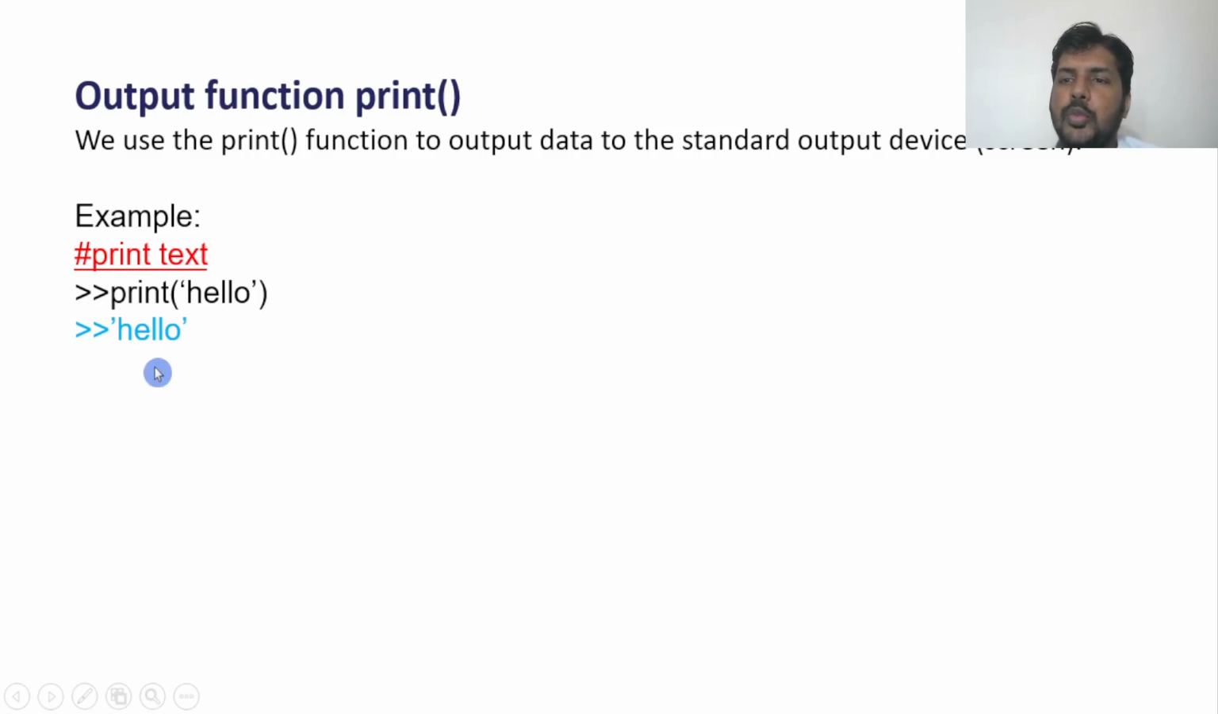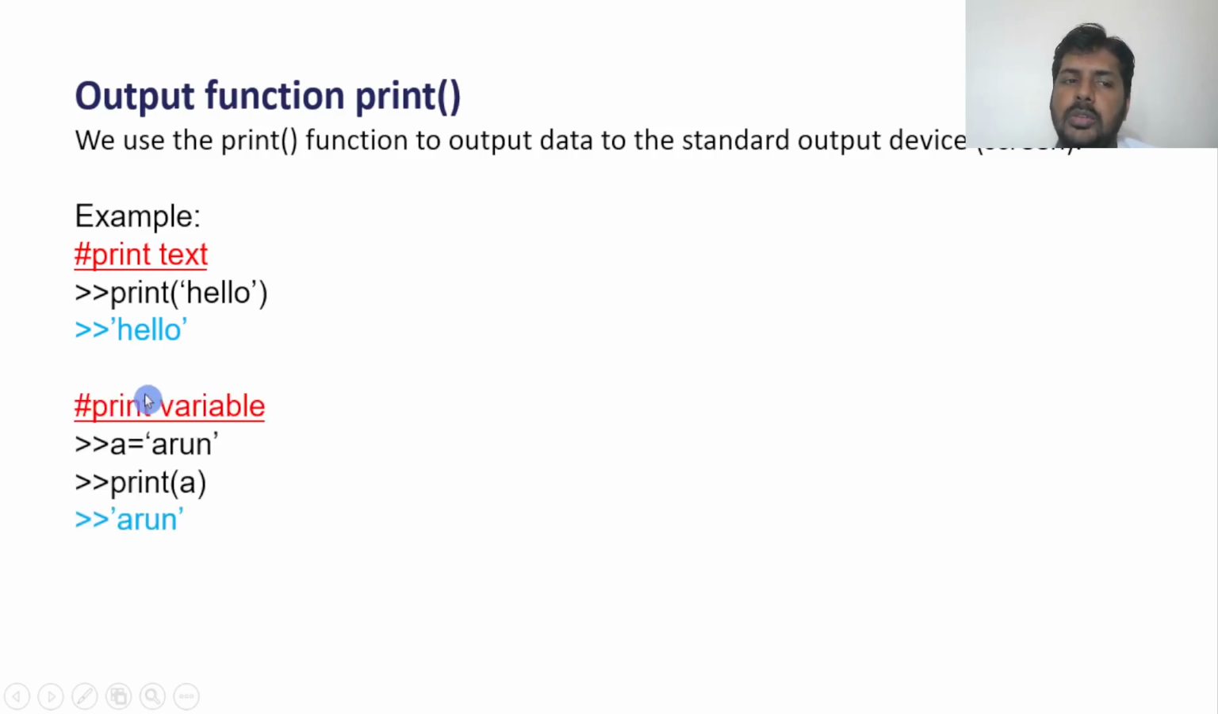Same way, suppose you want to print a variable. For example, a is equal to Arun, so now I have a text in a. When you are printing a variable, you don't use any quotations. Python supports single quotation and double quotation when you are giving statements, but when you want to print the value in a variable, then we don't use any quotations. We directly say print a. Here I've typed in quotations, and here I'm not using any quotations. You can see the output is Arun.